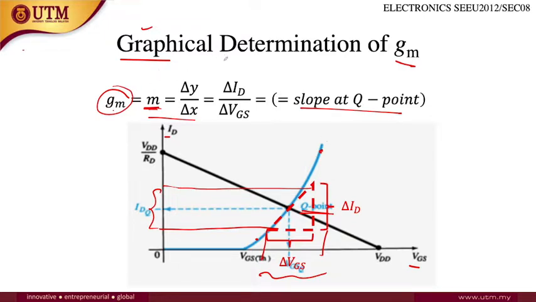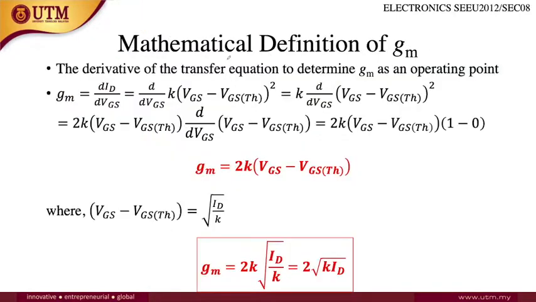So this is the graphical way to determine GM. I think this is not too difficult for you to define GM using the graphical method. So let's look at the other method, which is the mathematical method, to define GM.